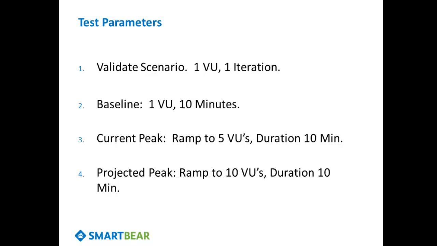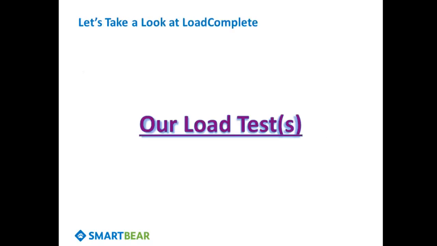Next, we're going to have a baseline, which is one virtual user running for 10 minutes. And that's going to tell us what our performance is at the lowest level of use. Then we're going to look at our current peak, which is only 5 virtual users. We're going to ramp up to 5 virtual users, and our test is going to run for 10 minutes. We'll look at those results. And then we're going to look at our projected peak over the next 12 months and ramp up to 10 virtual users and run that test for 10 minutes. So let's take a look at our load tests.